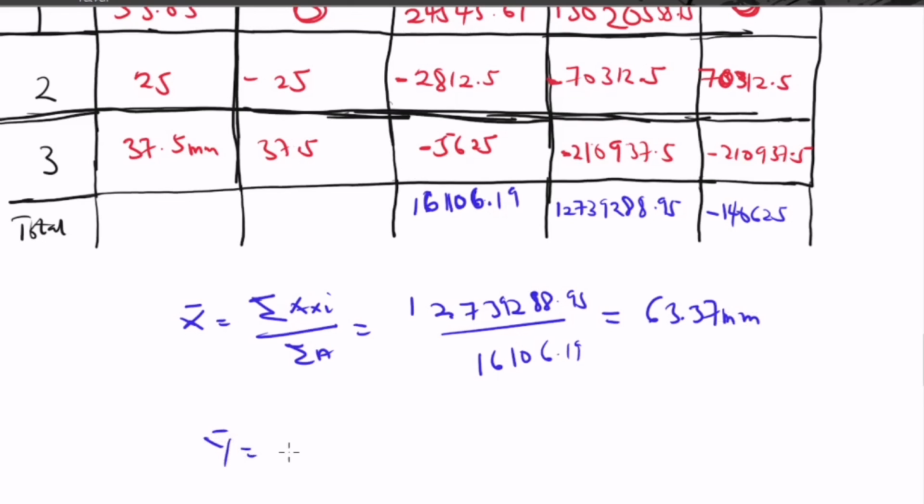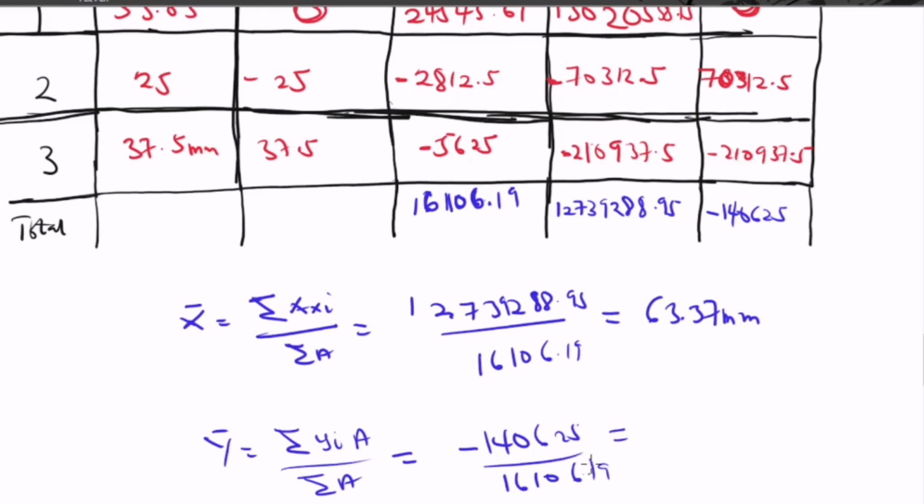Then you come back to the y. So for y bar, you know that it will be the summation of the yi's times the area, all over the summation of the area, right? So in that case, when you are doing it, you're going to have the total, which is negative 140,625, divided by the total area, 16106.19. And when you take the calculator and you do it, you're going to have it to be negative 8.73 millimeters.